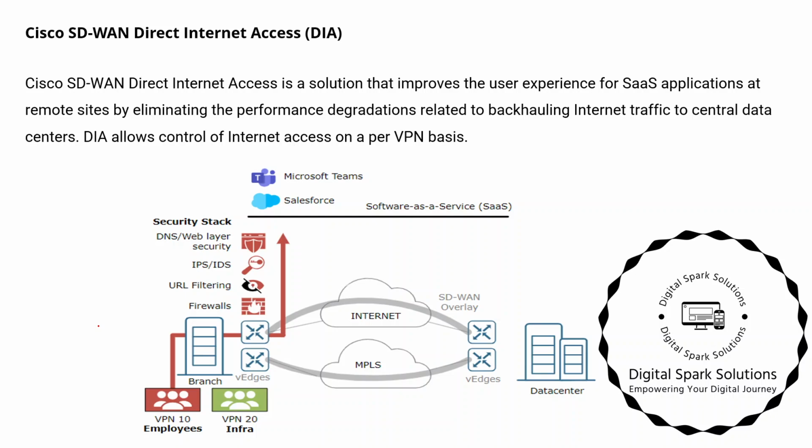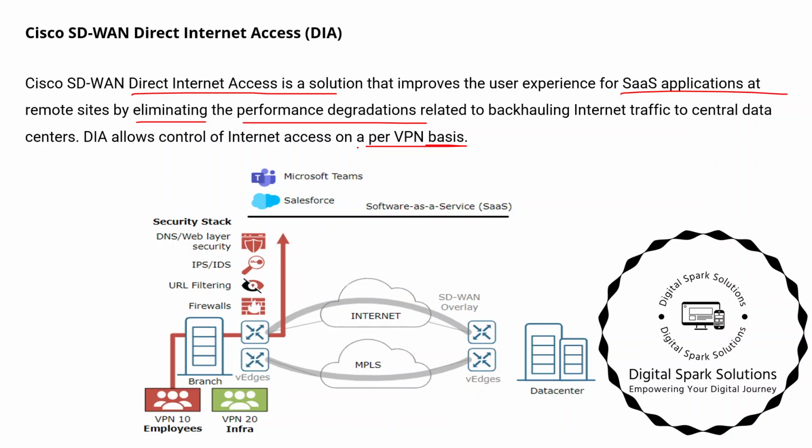Cisco SD-WAN Direct Internet Access, DIA. Cisco SD-WAN Direct Internet Access is a solution that improves the user experience for SaaS applications at remote sites by eliminating the performance degradations related to backhauling internet traffic to central data centers. DIA allows control of internet access on a per VPN basis.